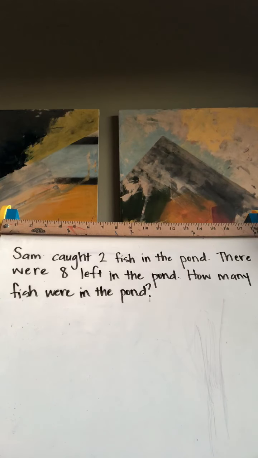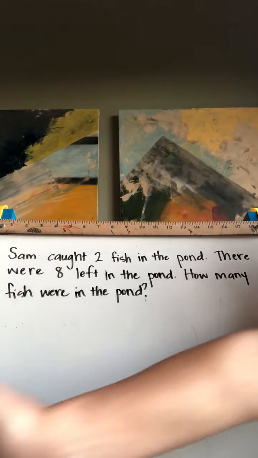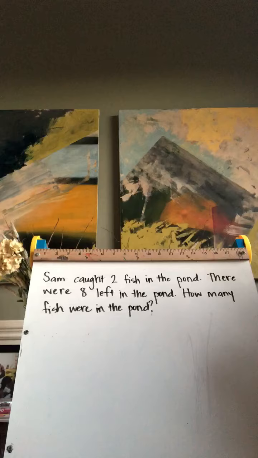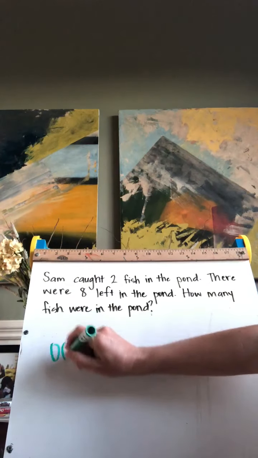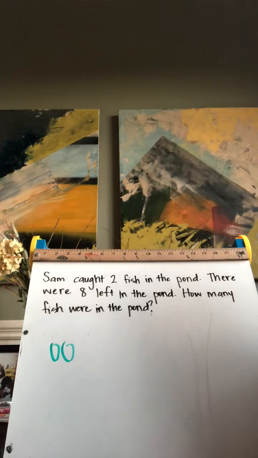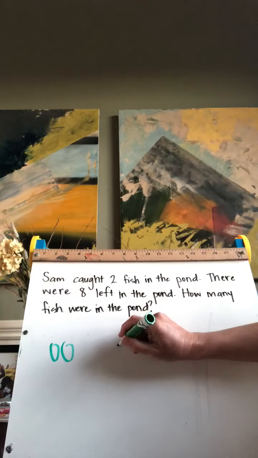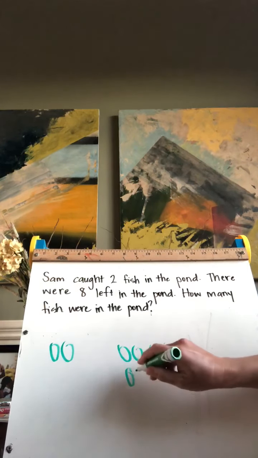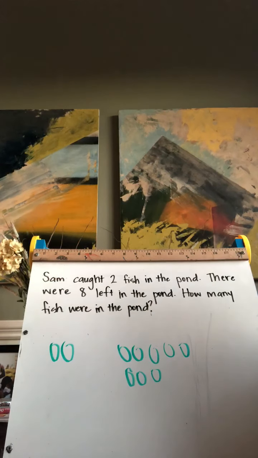Okay, so you need to remember the first thing I need to see is a picture. So let's go ahead and draw the 2 fish that Sam caught. Here are the 2 fish that Sam caught. Well, then it says there are 8 fish still in the pond. So over here, I'm going to draw my 8 fish still in the pond. Now, I want to know how many fish were in the pond to begin with.